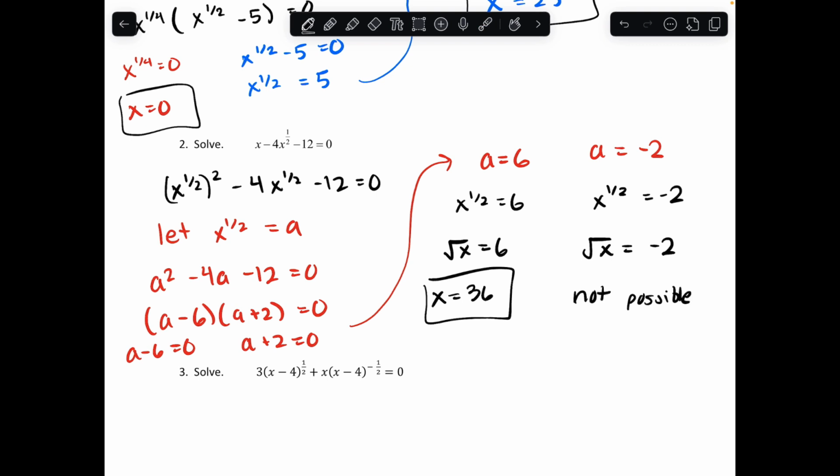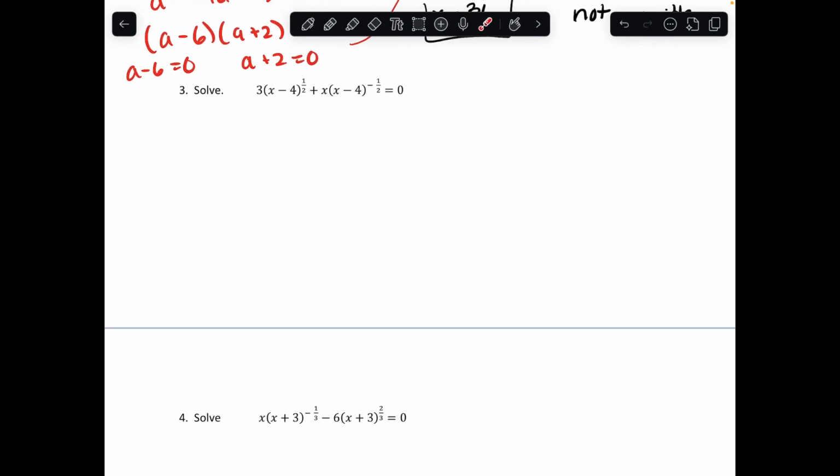So our only solution is actually just going to be x equals 36. So let's go ahead and try out number 3 now. Now for this one, I see that this term and this term both have an x minus 4 piece. So I'm going to go ahead and factor out an x minus 4 to the negative 1/2 power. So this is going to become x minus 4 to the negative 1/2 power times 3 times x minus 4.